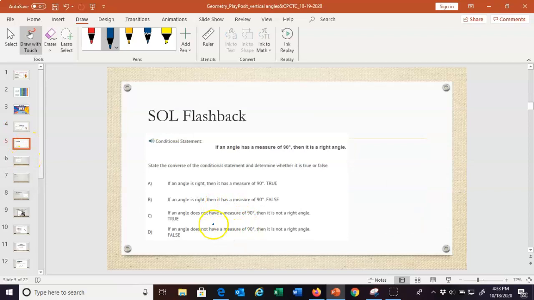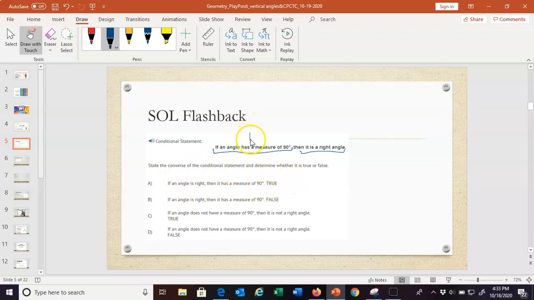All right, here's our flashback for the day. They give you a conditional statement. It says, if an angle has a measure of 90 degrees, then it is a right angle. So this one wants us to state the converse of the conditional statement and determine whether it's true or false.